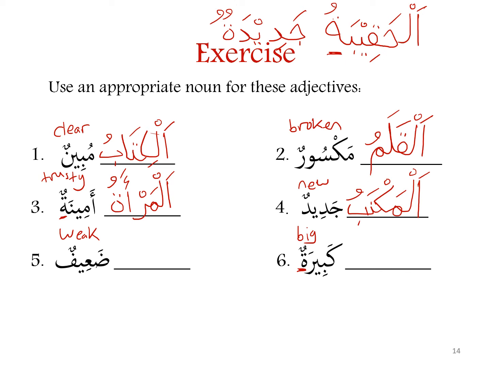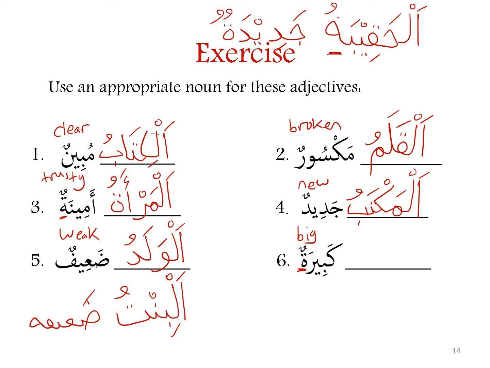Da'ifun means weak. So I can say here it's a masculine adjective, or the masculine version. So I can say al-waladu. If I want to say, for example, the girl is weak, al-bintu, now I'd have to say ضعيفة. All I have to do is turn this word ضعيف into the feminine version, ضعيفة, and then now it's perfectly fine.